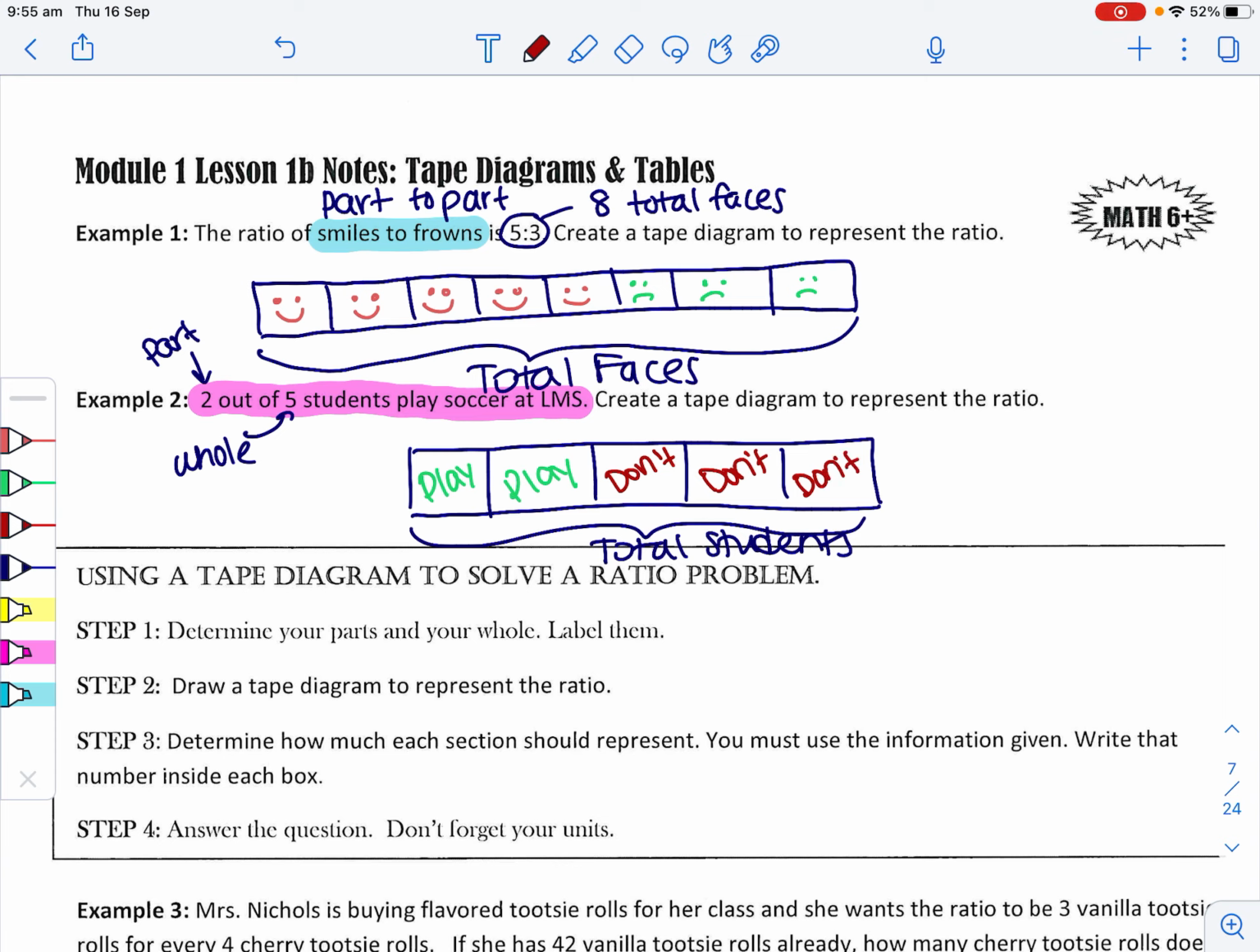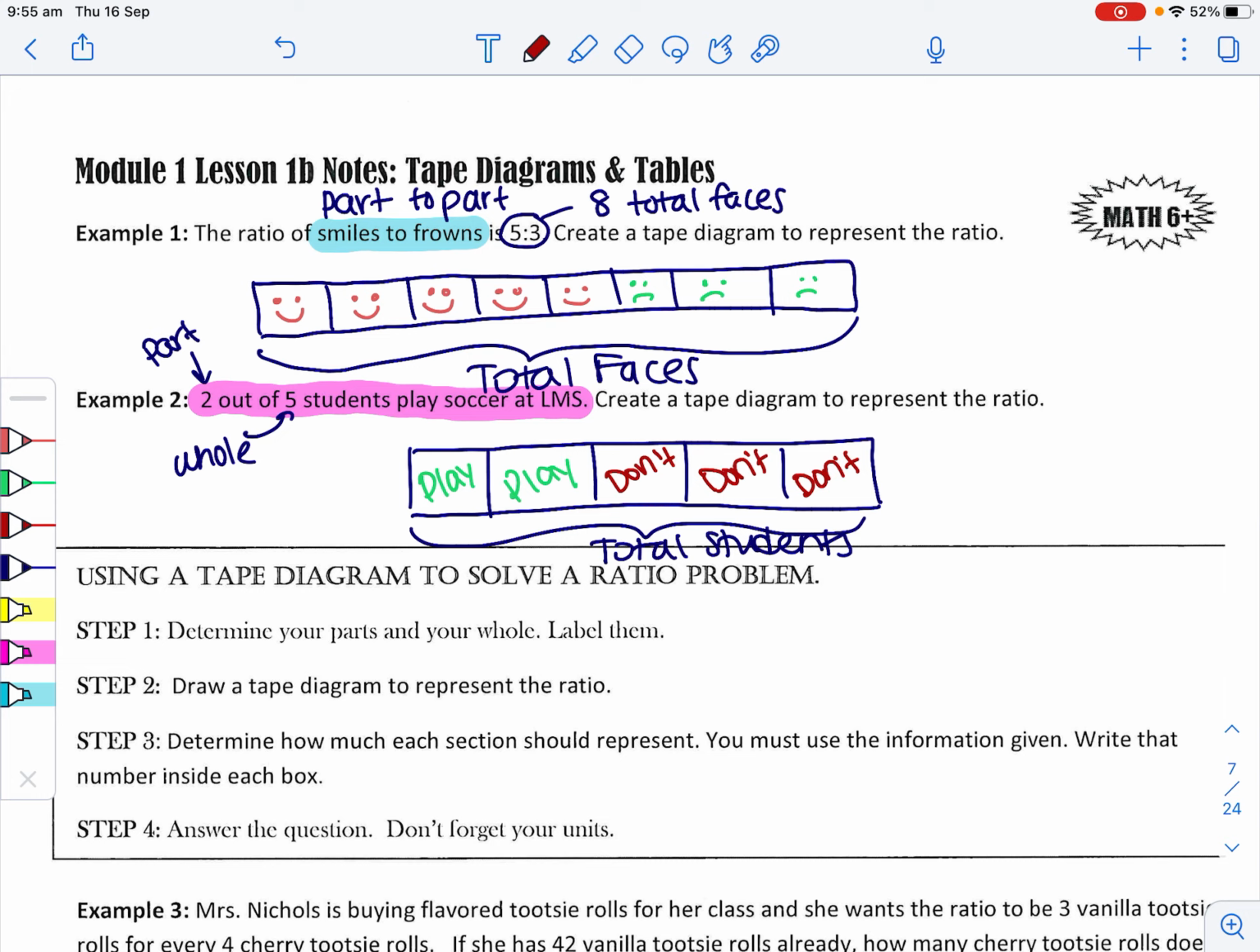So it's important that we know the difference between a part to part and a part to whole. So a part to part is just like what we talked about yesterday with ratios. You're given 2 pieces and you can find the whole. And then in a part to whole relationship, you are given a part out of the total number of something.